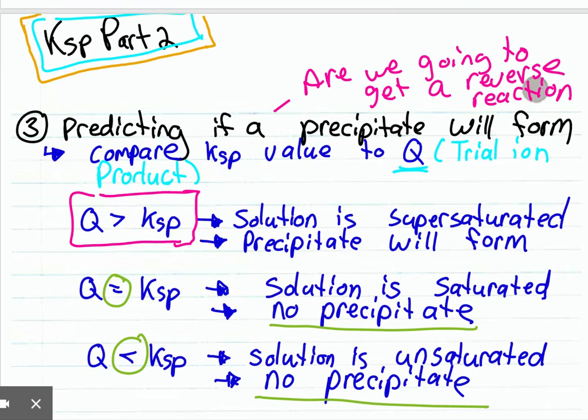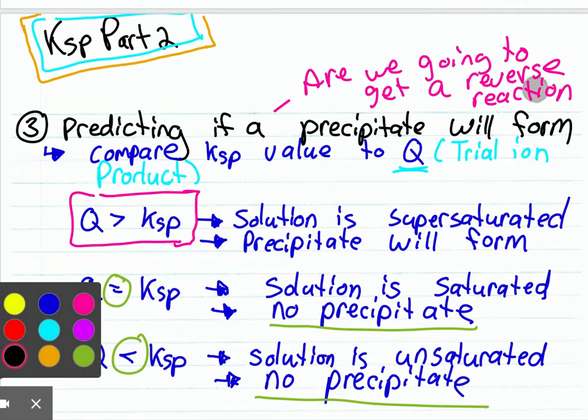So the third type of KSP problems that we're going to look at is predicting if a precipitate will form. All we're really doing when we are predicting if a precipitate is going to form is asking if we are going to get a reverse reaction. That's what we're looking for. Will we get a reverse reaction to happen?